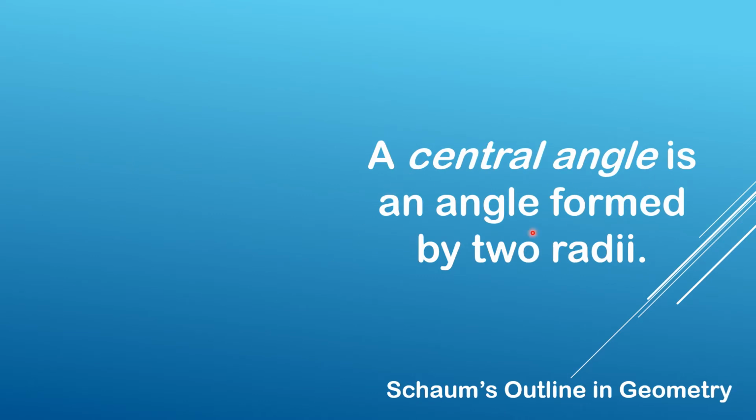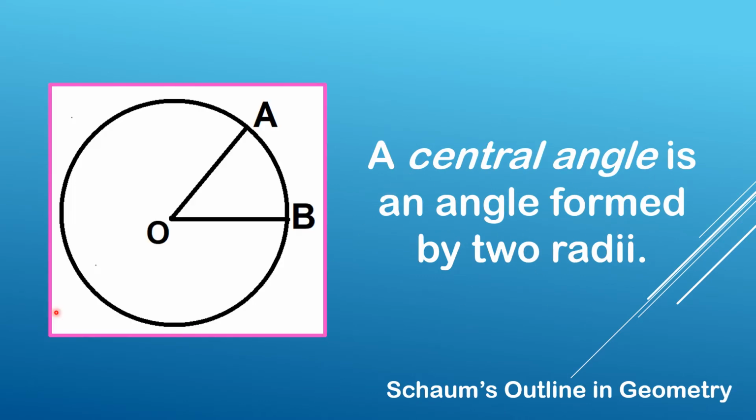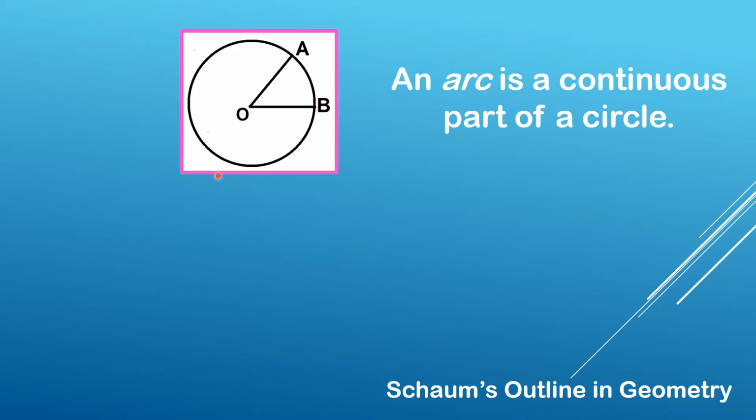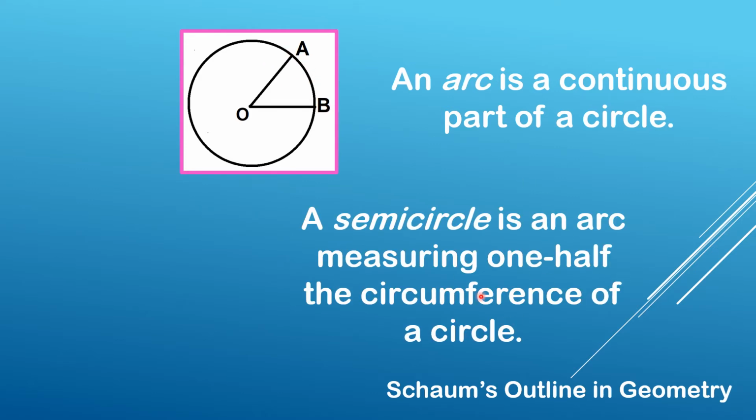A central angle is an angle formed by two radii. So we have here two radii, which form angle AOB, or angle BOA, which of course is a central angle. An arc is a continuous part of a circle. So the circumference happens to be an arc as well, and so we have here this arc AB. A semicircle is an arc measuring 1/2 the circumference of the circle.